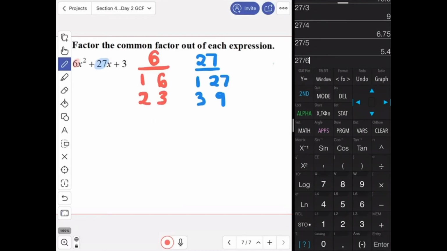27 divided by 6 is a decimal, so it's not included. 27 divided by 7 is a decimal, so it's not included. 27 divided by 8 is a decimal, so it's not included. And 27 divided by 9 would be our next possibility. However, since the 9 is already included, that means we're done. My last number I have to deal with is the 3.